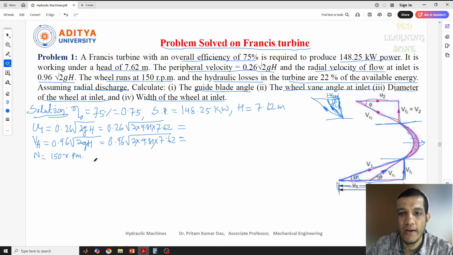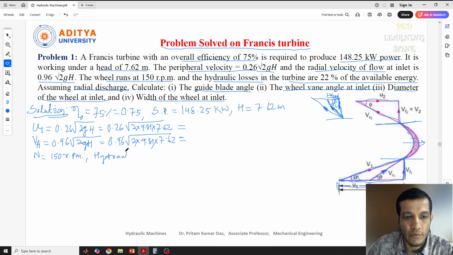Next is the available energy. The hydraulic losses in the turbine are 22% of the available energy. How much available energy there is, we don't know. So we can write the hydraulic losses which happen in the turbine as 22% of the available energy.